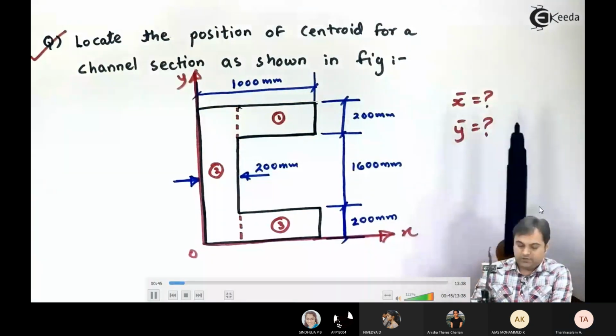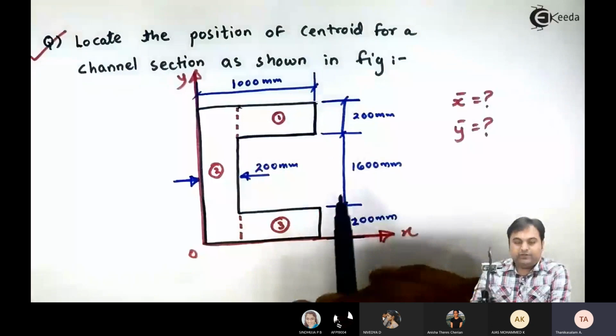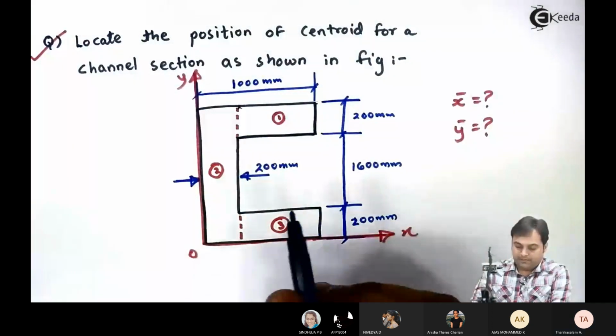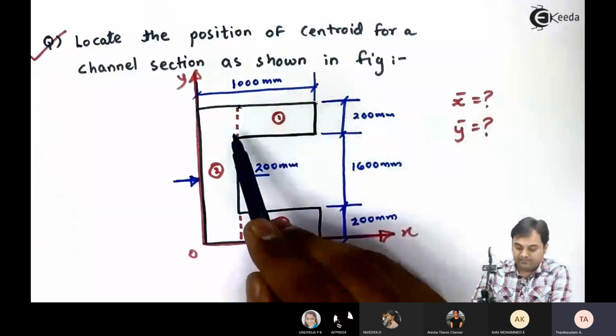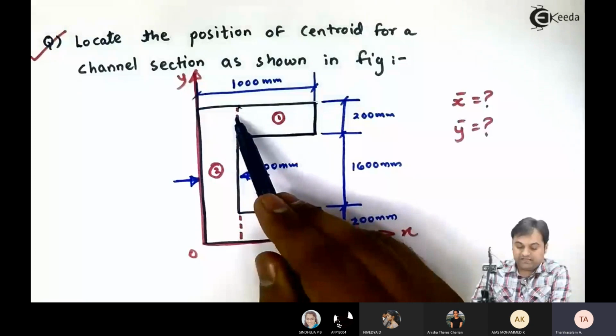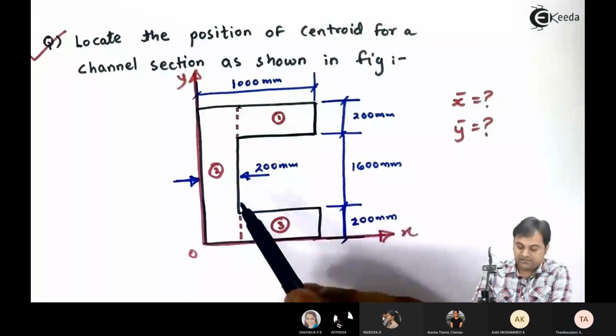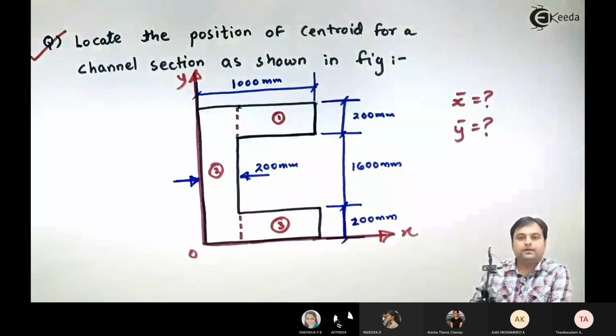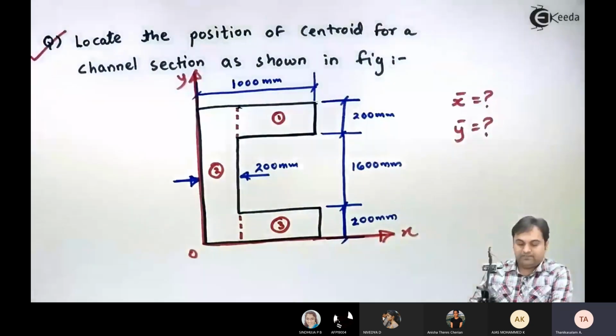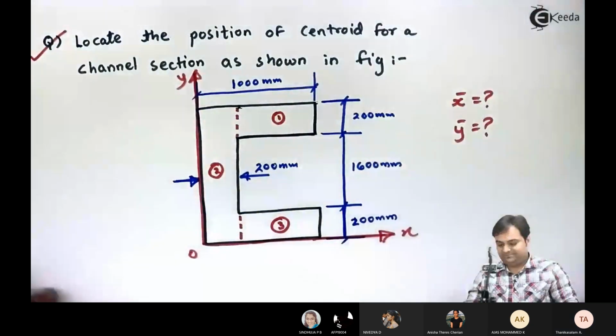y bar. So, in order to get the centroid for the C section, the first thing is we would be dividing the C section into three rectangles as I have divided here. Here I have divided it into first, second and third rectangle. Now after this, let us start with the solution part.